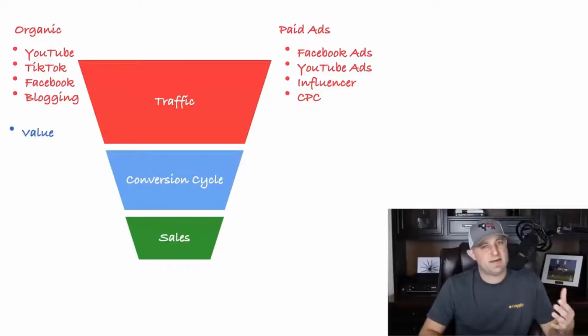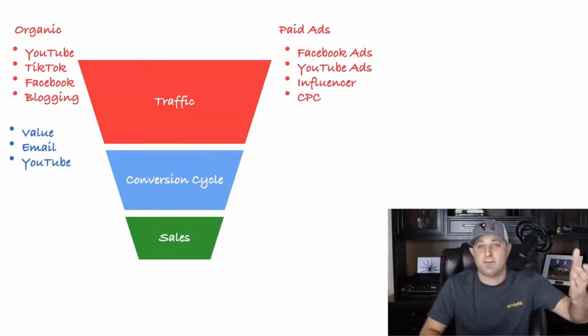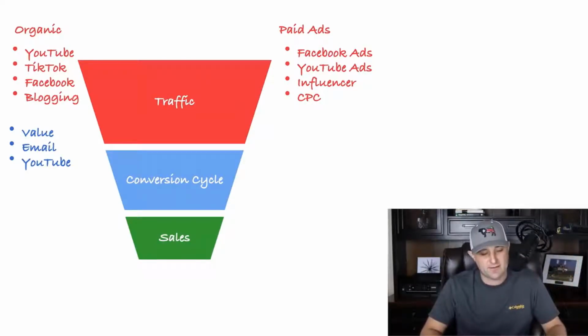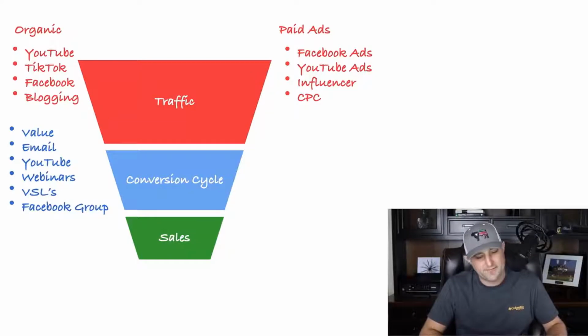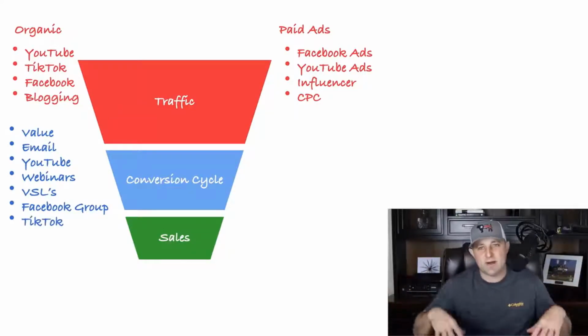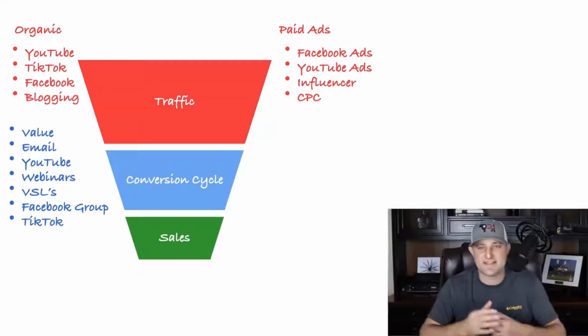So the conversion cycle basically can be value that we're offering. It can be emails that we send to people after they enter our email list. We can follow up with them. It can be YouTube, right? We can have people show up on our YouTube channel, or we can direct people back to new YouTube videos with our email list. We can do webinars. We can do video sales letters. We can create a Facebook group and cultivate a community. We continue to publish TikToks, right? If we continue to create content, add value, send emails, create webinars, all that stuff, then people are going to see us over and over and over again.